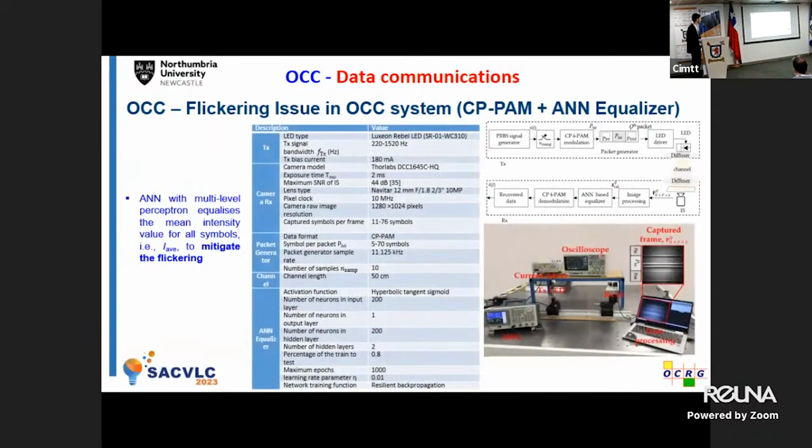Again, this is the system that was set up. You have a symbol that you modulate using the PAM modulation scheme. You design your protocol, transmit the signal, receive it, and adopt the ANN equalization to look into the problem. This is the system we designed, and it sends the data with no flickering, with a few kilobit per second of bandwidth, I think 24 kilobit per second.